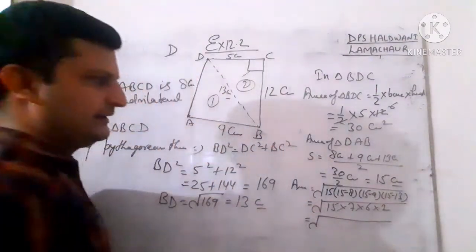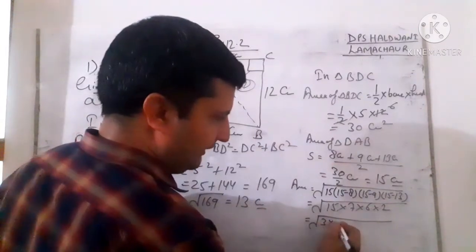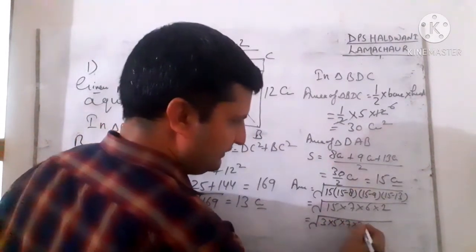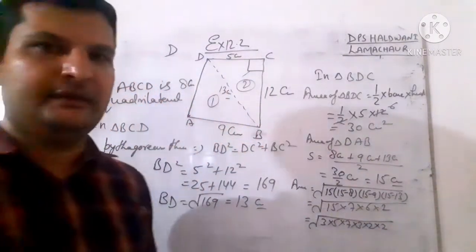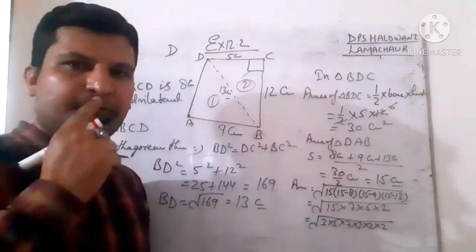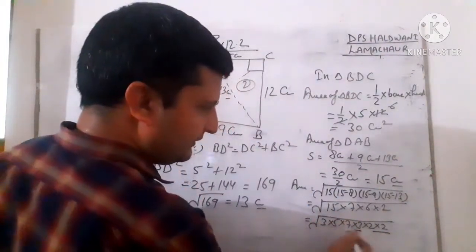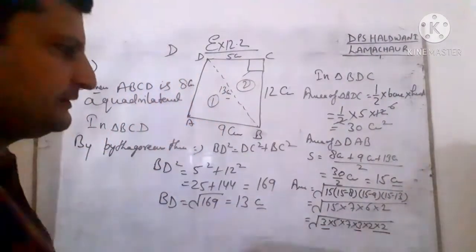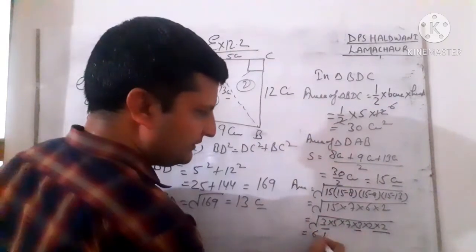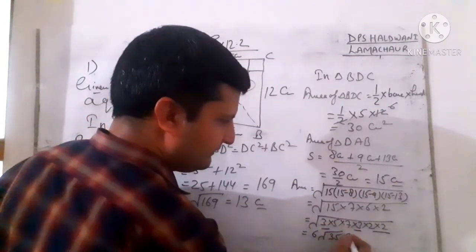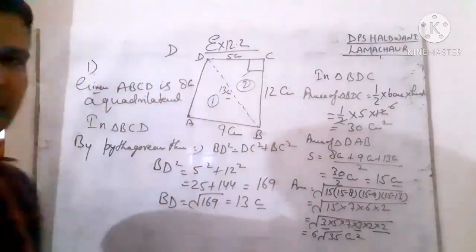So student, again we can factorize it. After factorization, what we will get? 3 into 5 into 7 into 3 into 2 into 2. Now we can take the pairs outside. So we can write it here 2 into 3, that is 6 root 35 centimeter square. It is coming student 6 root 35 centimeter square.